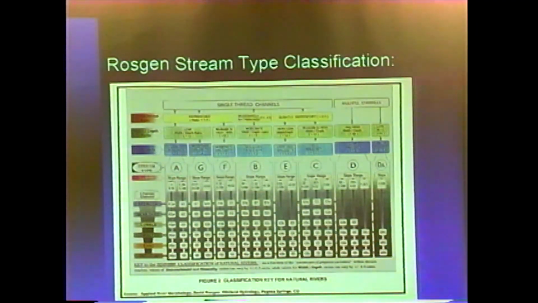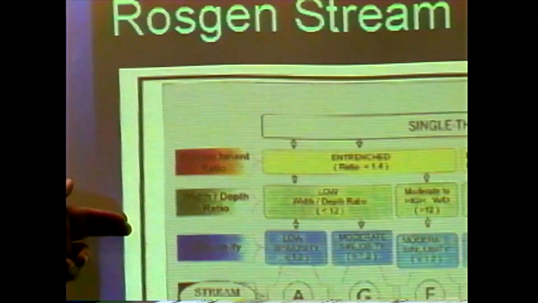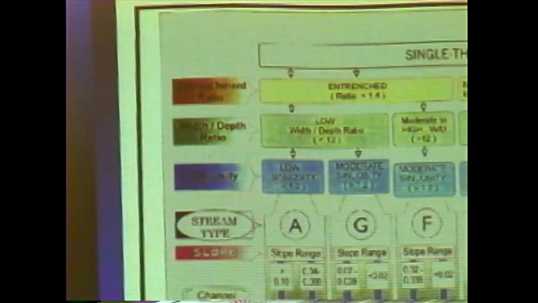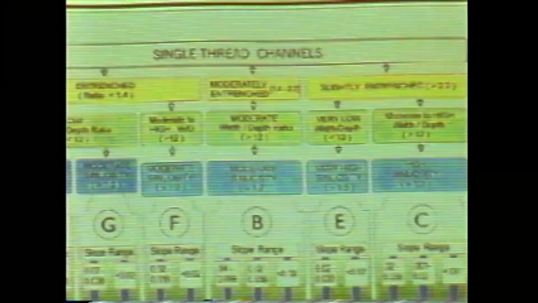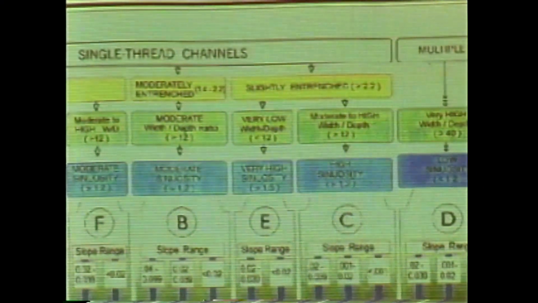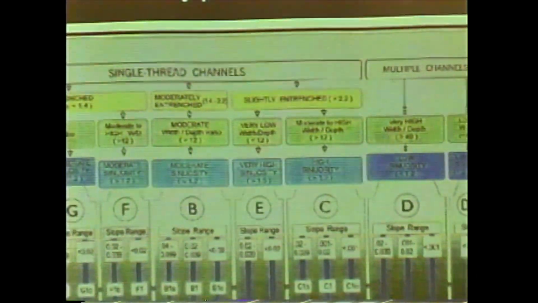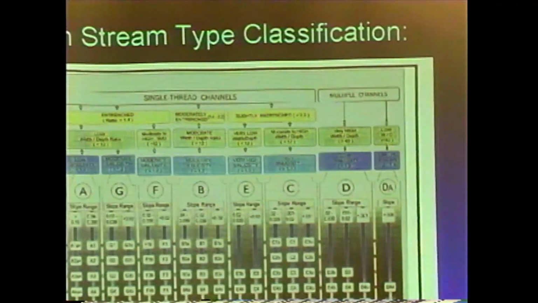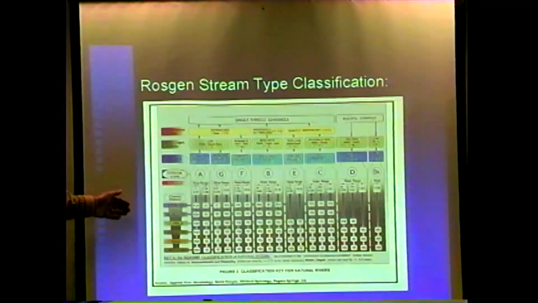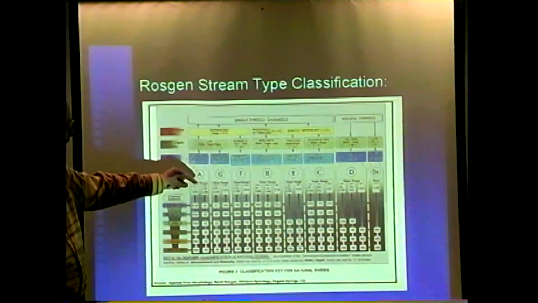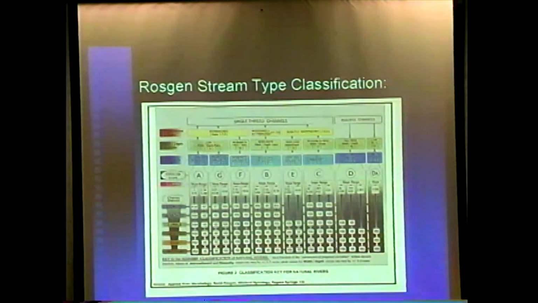Then in single thread channels, you look at, again, your entrenchment ratio, your width-depth ratio, your sinuosity, and your good streams are basically your A's, B's, and C's, and E's. And your troublesome channels are your G's, F's, and D's. And as you're looking at the stream, you determine whether it's a dominance of bedrock or cobble or boulders, gravel, sand, clays, and then that helps you to determine whether you have an A2 stream or a G2 stream or what have you.